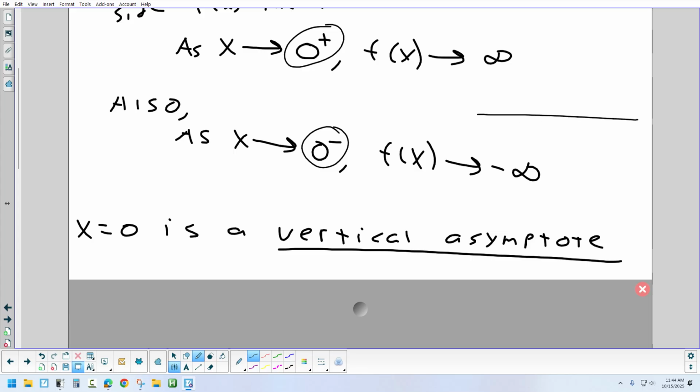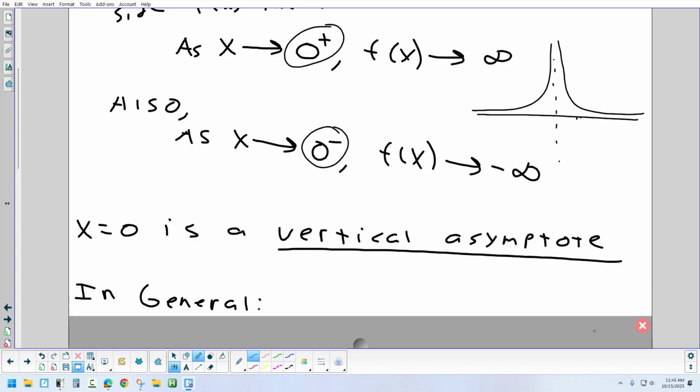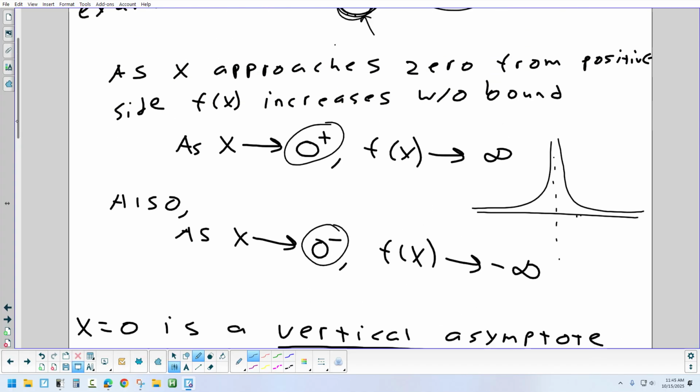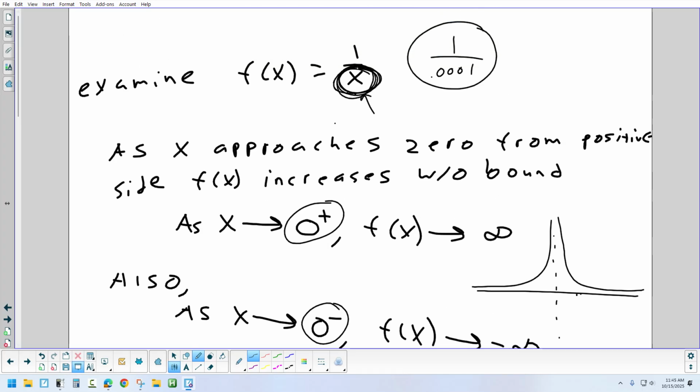You could also have a vertical asymptote where both sides do the same thing, like this. In that case, you don't have one side going to negative infinity. As you approach 0 from both sides, it's positive infinity for the y. But ours doesn't look like that, the 1 over x. So if you look at this value, if you plug in 0 there, it causes you to divide by 0, and that's where you have a vertical asymptote.